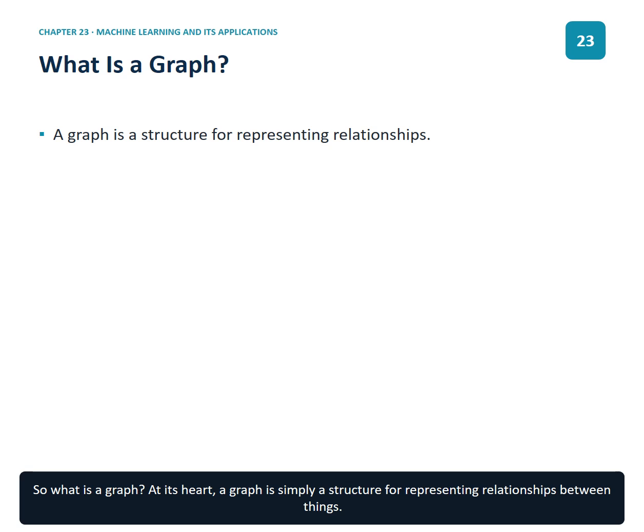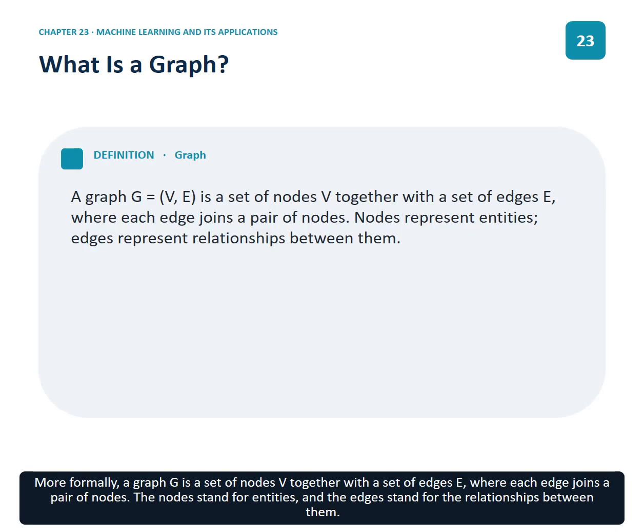So, what is a graph? At its heart, a graph is simply a structure for representing relationships between things. More formally, a graph G is a set of nodes V together with a set of edges E, where each edge joins a pair of nodes. The nodes stand for entities, and the edges stand for the relationships between them.